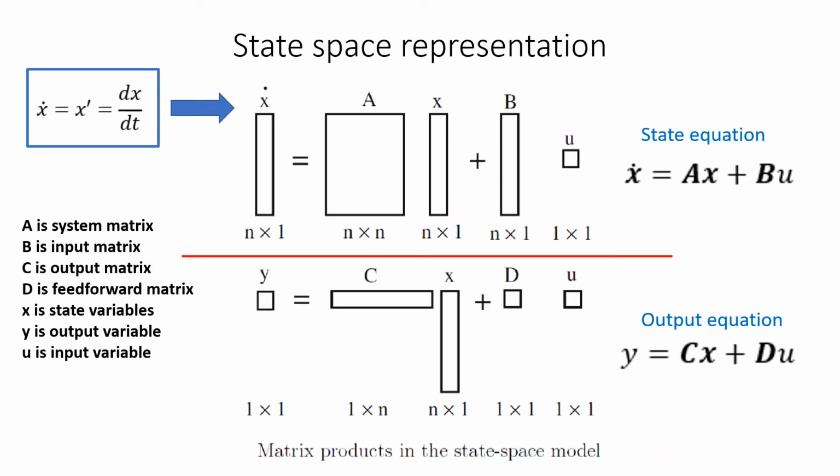In this slide, I will explain in detail on state space representation. It consists of state equation and output equation. State equation is x dot equals Ax plus Bu, and output equation is y equals Cx plus Du. A is the system matrix, B is the input matrix, C is the output matrix, D is feedforward matrix. U is the input variable, Y is the output variable, and X is the state variables.